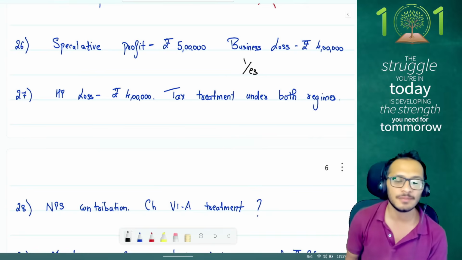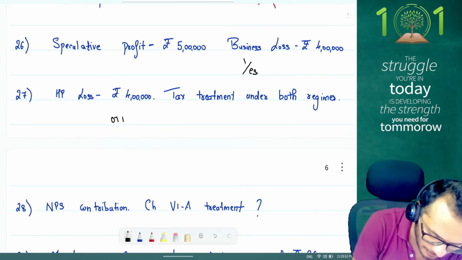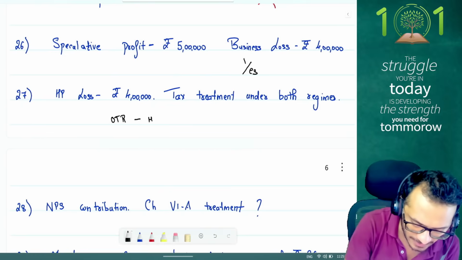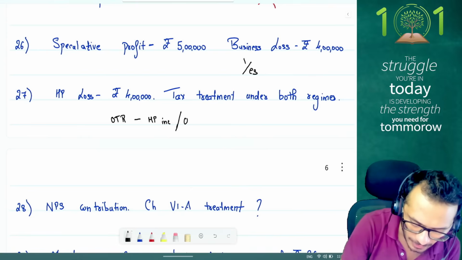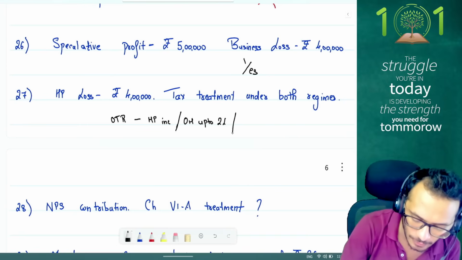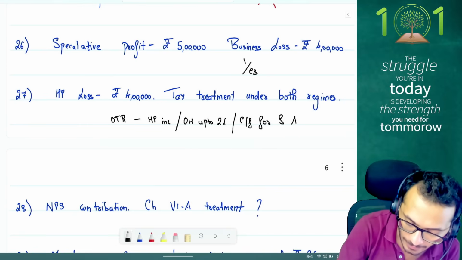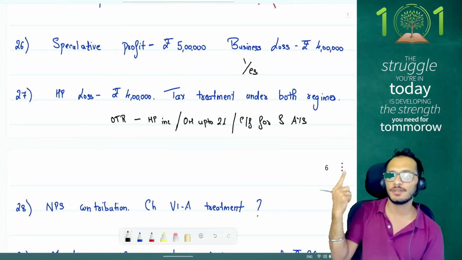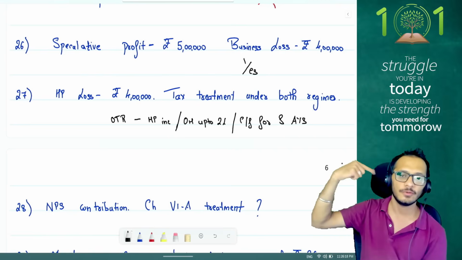27. HP loss is 4 lakhs. What are the tax treatments under both the regimes? People, when it comes to HP loss, if you are going for old tax regime, you can set off against HP income. If you're not able to set off against HP income, you can set off against other heads up to 2 lakhs. If that also you cannot do, you can carry forward for 8 years.